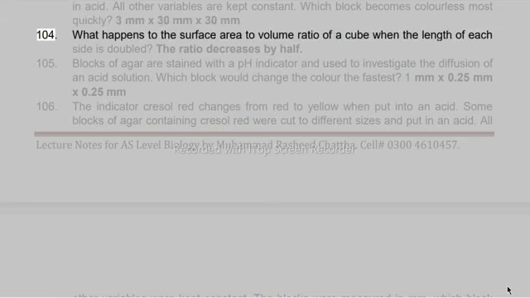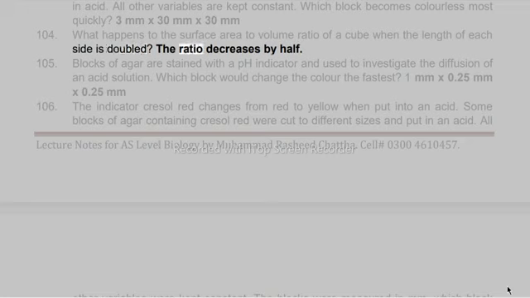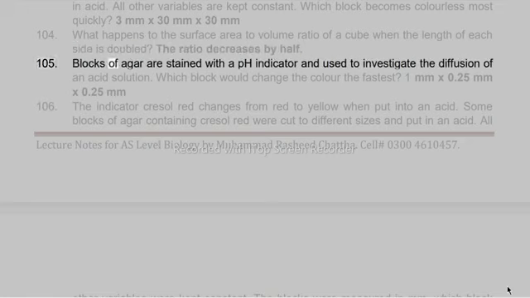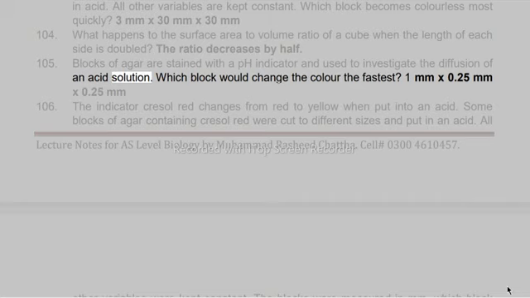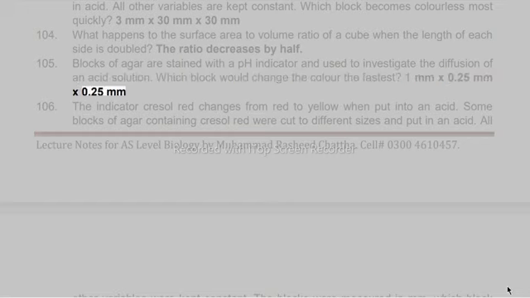104. What happens to the surface area to volume ratio of a cube when the length of each side is doubled? The ratio decreases by half. 105. Blocks of agar are stained with a pH indicator and used to investigate the diffusion of an acid solution. Which block would change the color the fastest? 1 mm x 0.25 mm x 0.25 mm.